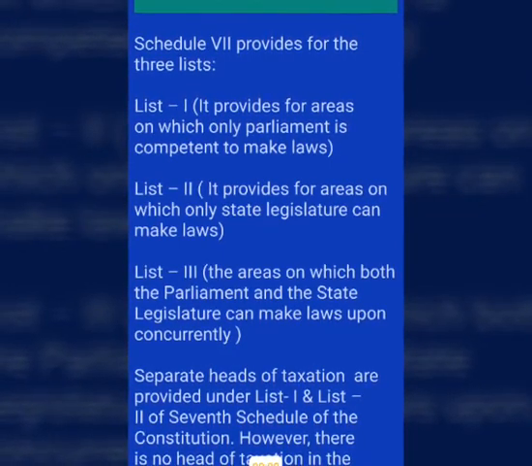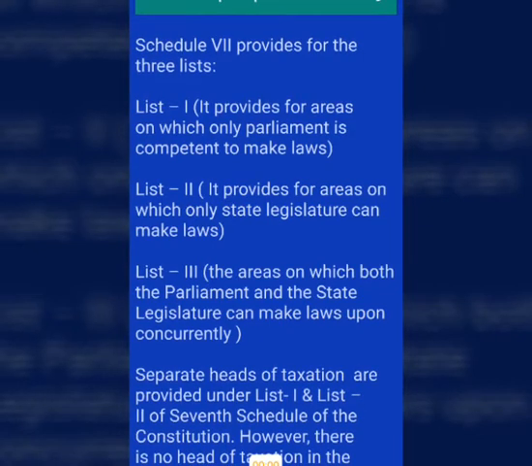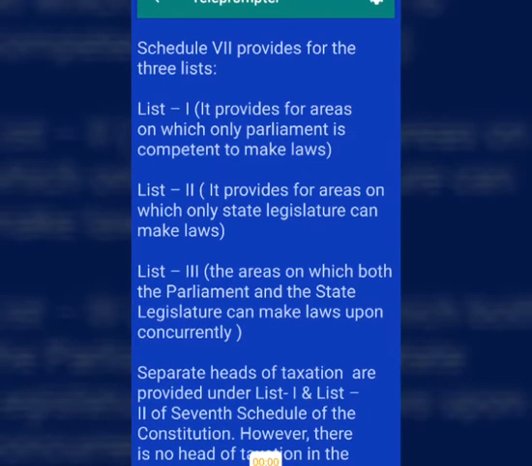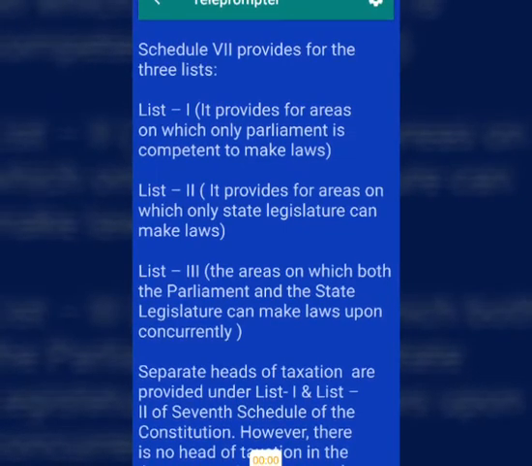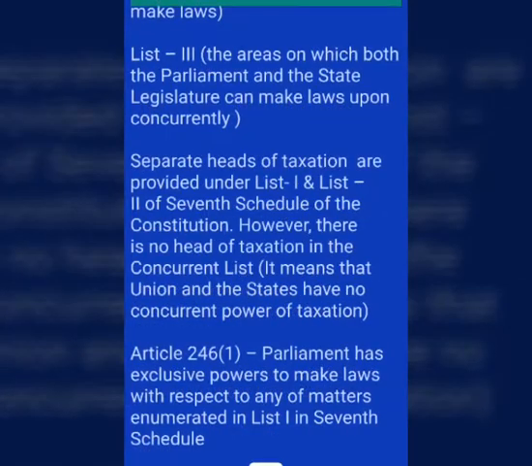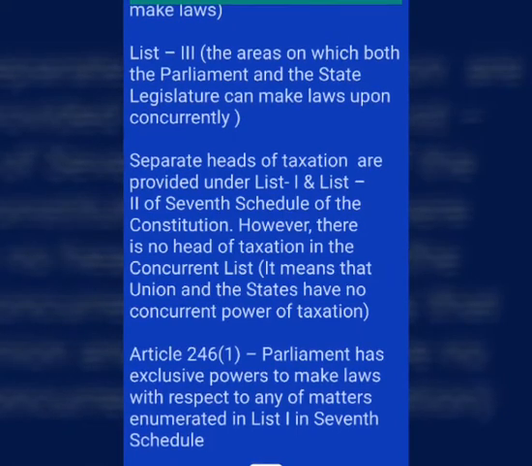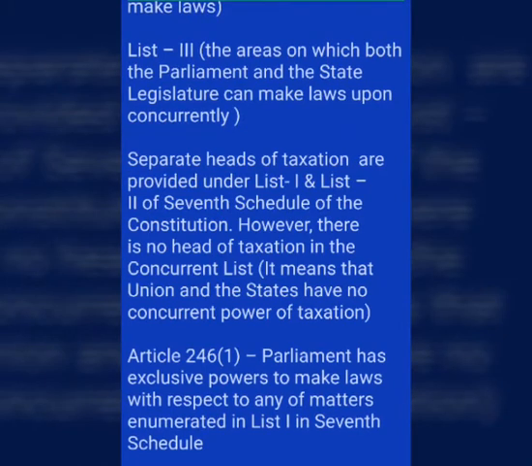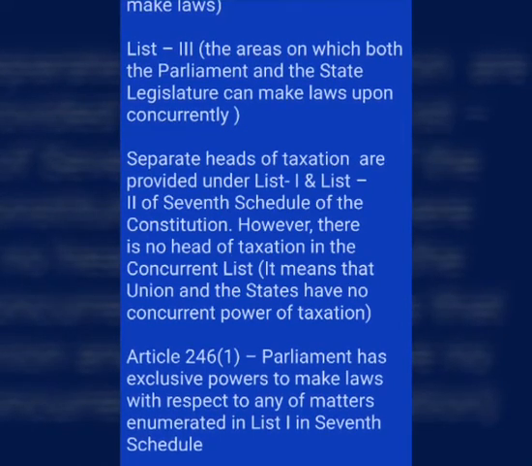Article 246(1): Parliament has exclusive powers to make laws with respect to any of the matters enumerated in List 1 of the 7th Schedule. Article 246(3) provides that the state government has exclusive powers to make laws for the state with respect to any matter enumerated in List 2 of the 7th Schedule to the Constitution, i.e.